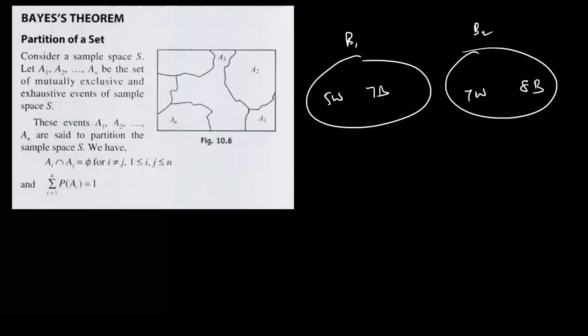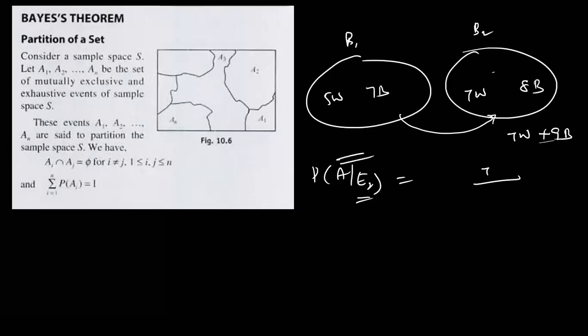B1, B2. P of A by E2. What is the meaning here? E2 means you're drawing a black ball. Means one black ball is drawn. Add them. So 7 white balls plus 9 black balls. Now the concept is, you're drawing a white ball from the second bag. How many white balls? 7 by. What number of balls? How many are there? That's the meaning.